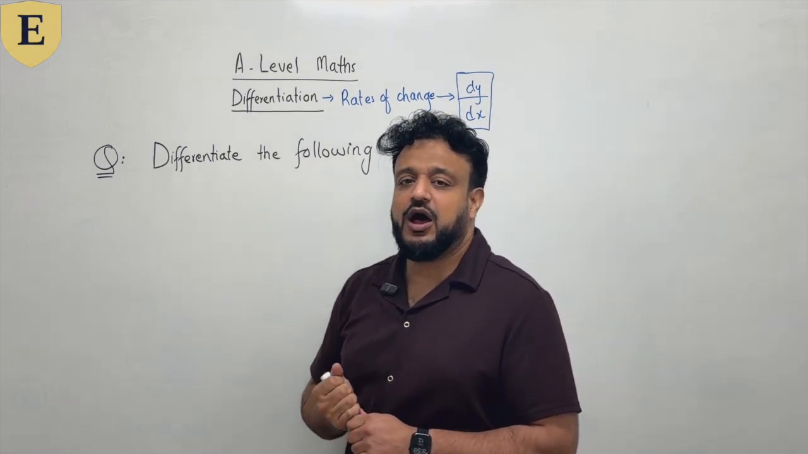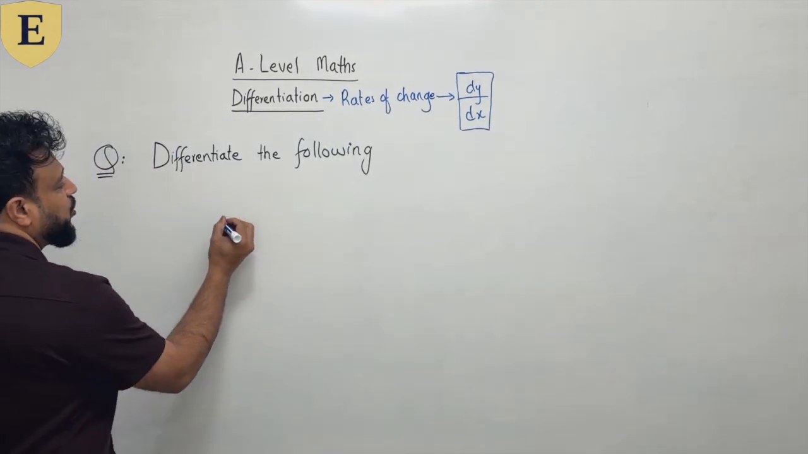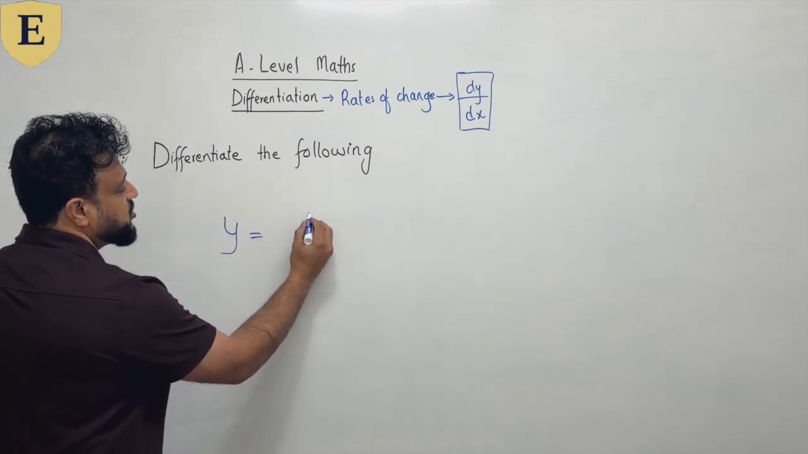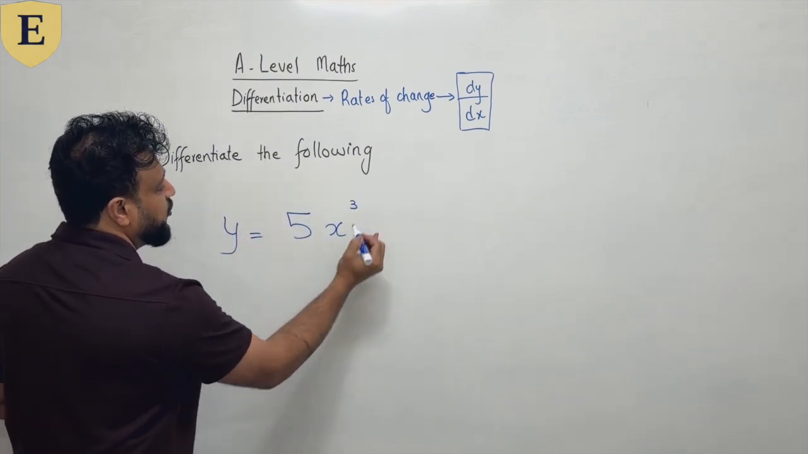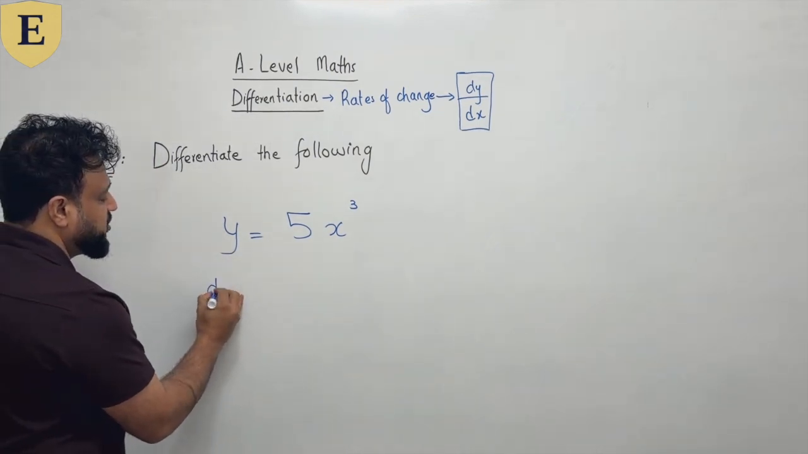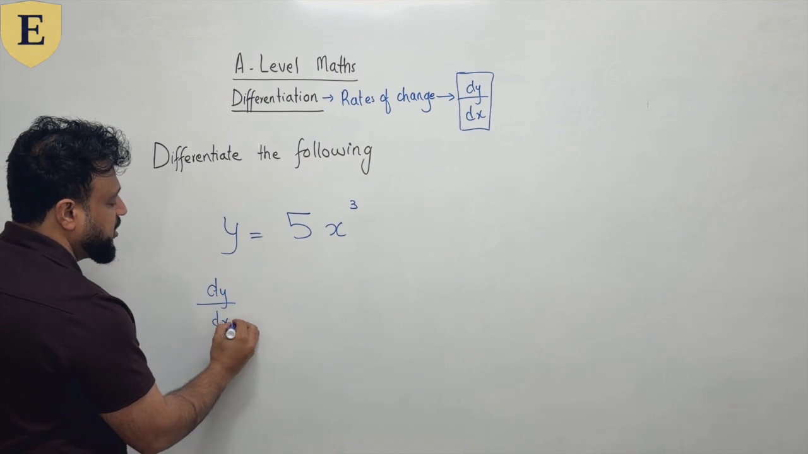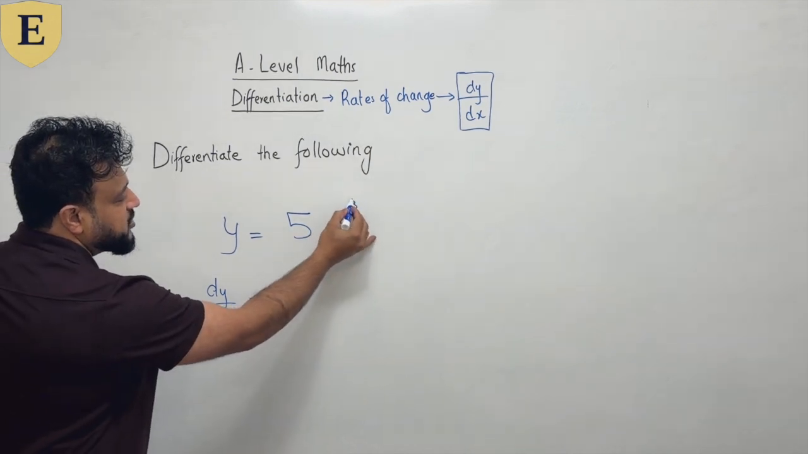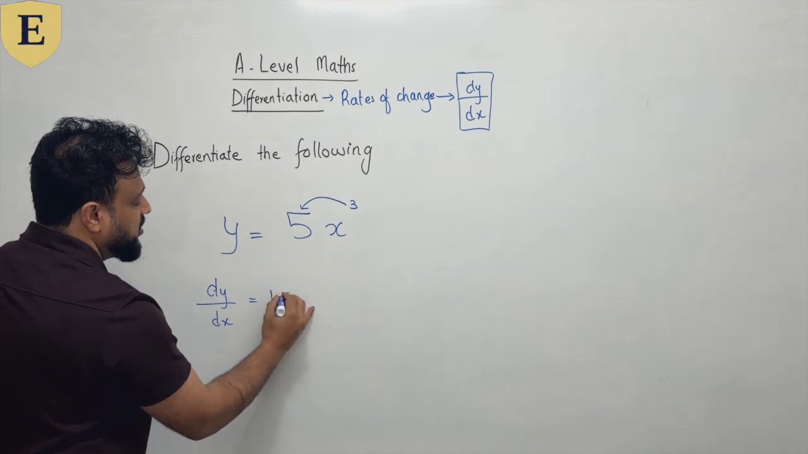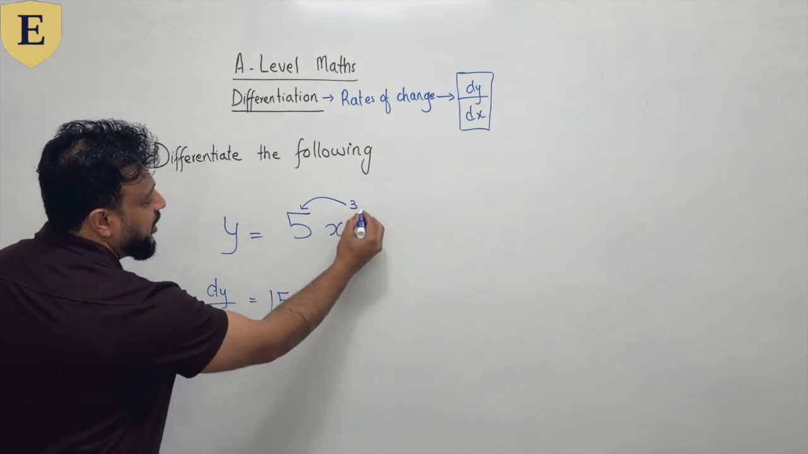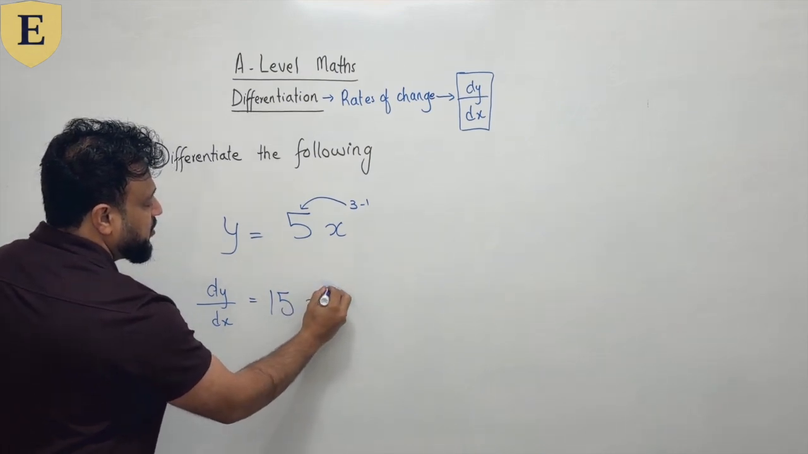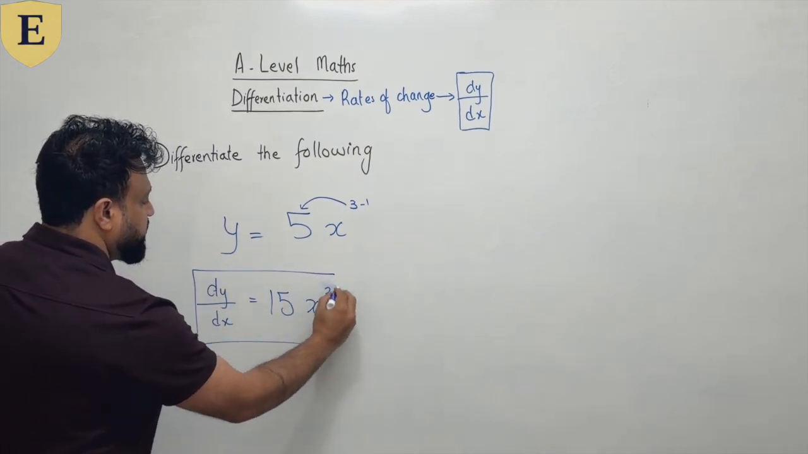Let's see an example how we are going to handle the question. For example, you've got a question that says differentiate the following, and the equation given to you is y equals 5x to the power of 3. How will you differentiate it? Because you've got the y and the x, you will write down the first thing, dy over dx, and then this is the power. Power multiplies with the coefficient, that will become 3 times 5 is 15, x, and then you take away 1 from the power, and that will become 2. And that is your answer.